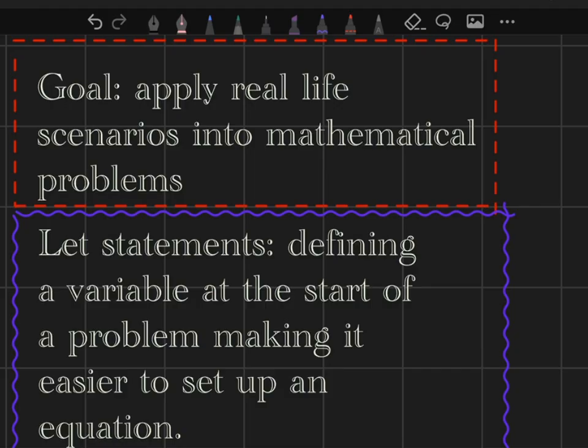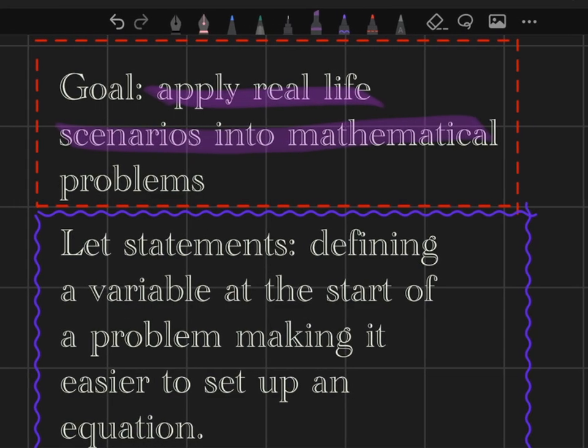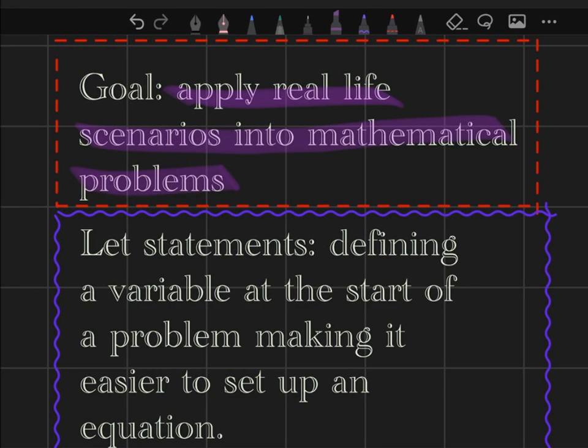Before we jump into examples, we need to understand our goal. We need to apply real-life scenarios into mathematical problems. How do we do this? Well, there's a way that we have to do this at the beginning of each of our word problems to really define a variable. This is because it makes it easier to set up an equation, and these are called let statements.